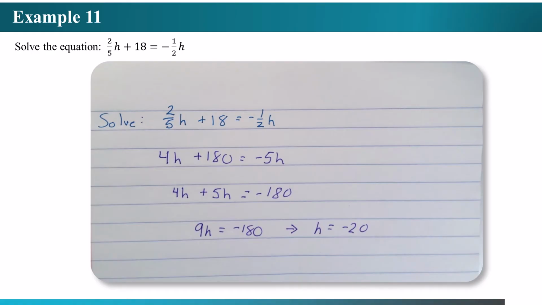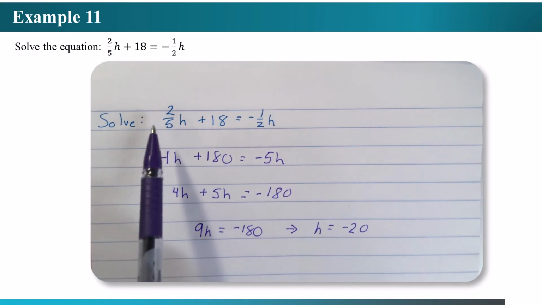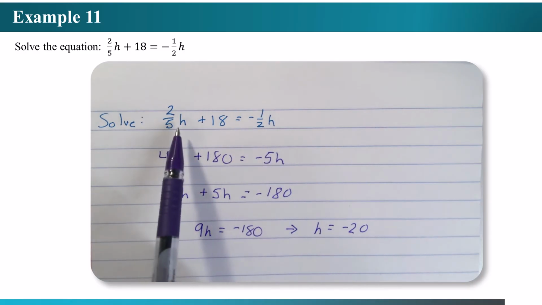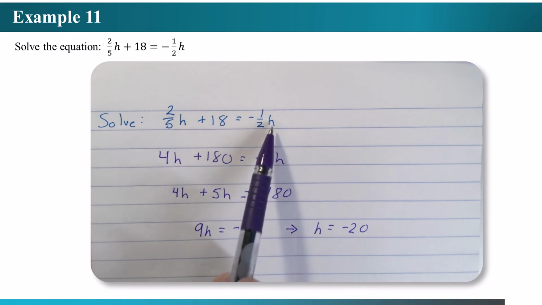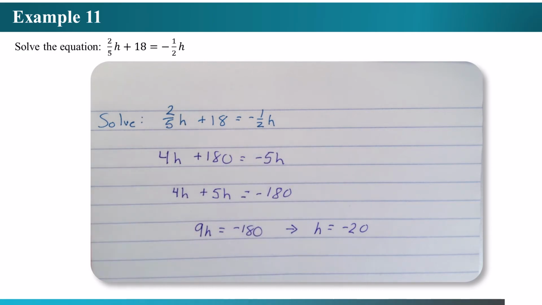Now remember that whenever we're solving equations, we can always check this answer. If we take h equals negative 20 and go back to the original equation and put in here negative 20 everywhere we see h, I should get the same thing on both sides here. And so that's a way of checking to make sure that you did it correctly.